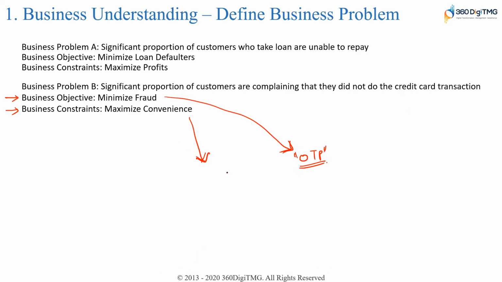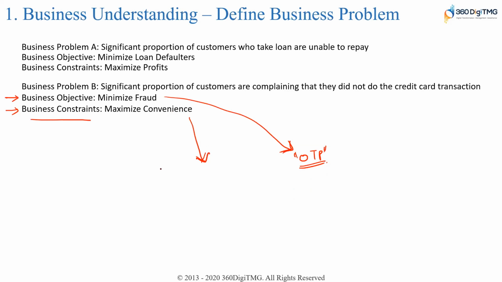Yet another way to minimize the fraud is the moment you do any transaction, customer service person would call you and check with you. Hey, did you do the transaction? If they keep calling you on each and every transaction to check whether you have done the transaction or not, you would be unhappy. You would say, hey, what the heck? Why are you calling me so many times? That would cause inconvenience. Hence, whenever you try to solve a problem, business constraint is as important as business objective.